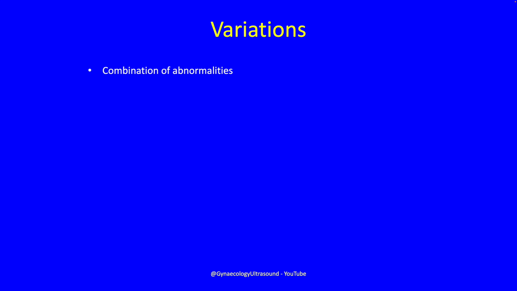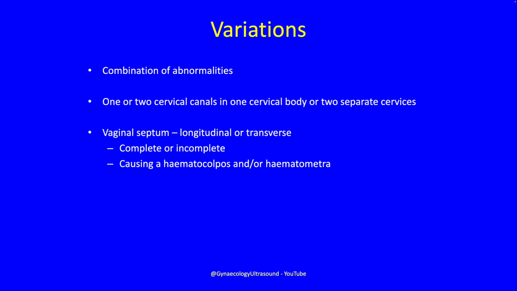Then there are variations. You can have a combination of abnormalities. You can have one or two cervical canals in one cervix or two cervices. You can also have a vaginal septum, which can be longitudinal or transverse. It can be complete, so no blood gets out, or incomplete, and that can cause a hematocolpos or a hematometra or both. And it's very important to diagnose this because there's an association with endometriosis, especially if the outflow is obstructed.